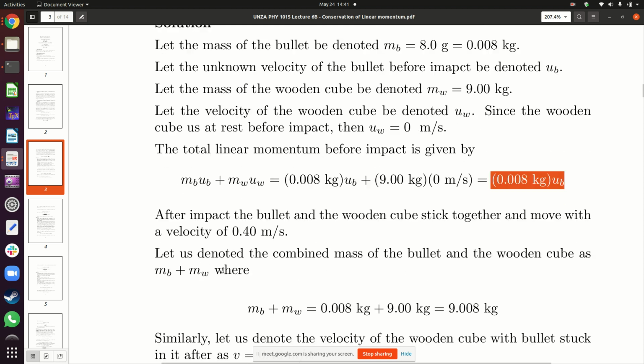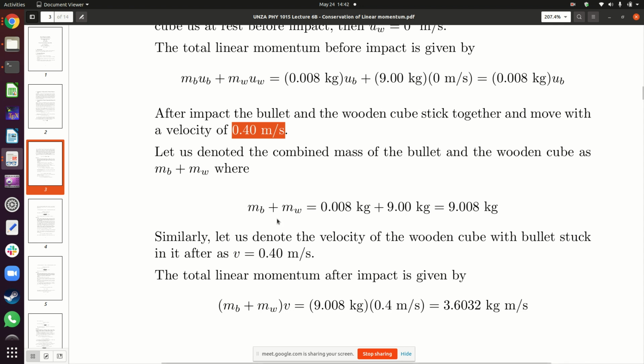After the bullet struck the wood, we are told that the bullet got stuck in the wood. So the wood and the bullet moved together, and the velocity they were moving at after the impact was 0.04 meters per second. Just after the bullet struck the wood, the bullet and the wood moved together, and the velocity was 0.04 meters per second.